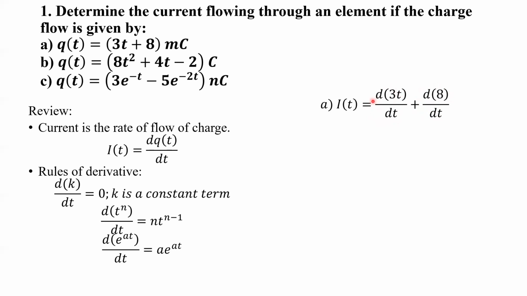We can take 3 common here. So finally it will result in dt by dt. For the derivative of t with respect to time, we can use this formula. If the value of n is equal to 1, then the result will be 1 times t to the power 1 minus 1, that is t to the power 0, which is equal to 1. So the final result will be 1. We can even think of dt by dt as if they are canceling out each other, so only 3 will remain. So the answer is current equals 3 milliampere.